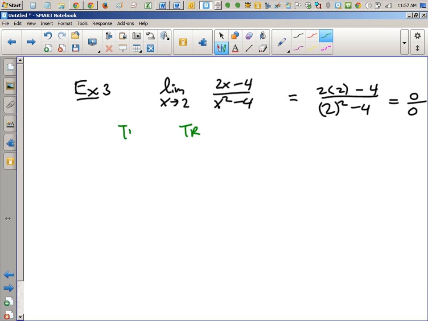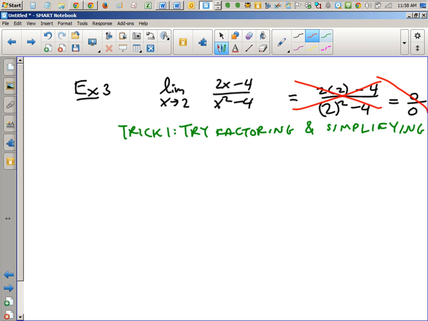So trick 1, try factoring and simplify. Okay? Who knows? Maybe it will make your life a little easier. So let's redo this. We're going to go back to the drawing board. This didn't work out too well. We're going to start over, and we're going to go, let's factor the top and the bottom.